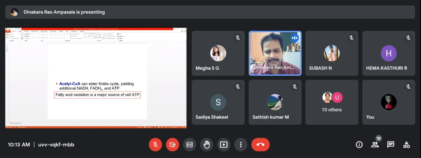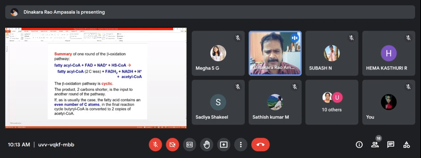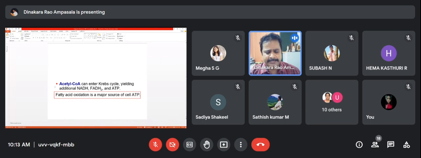All acetyl-CoA molecules enter the Krebs cycle to yield additional NADH molecules, FADH2 molecules and ATP molecules. Okay, so you can see more NADH molecules are formed by cleaving the carbon-carbon bond in the fatty acid, along with FADH2. Again, this acetyl-CoA, when it enters the Krebs cycle, will give rise to more NADH and FADH2 molecules and ATP molecules. So fatty acid oxidation is a major source of cell ATP.